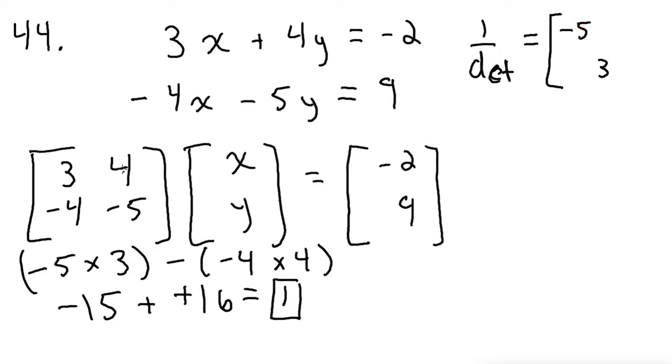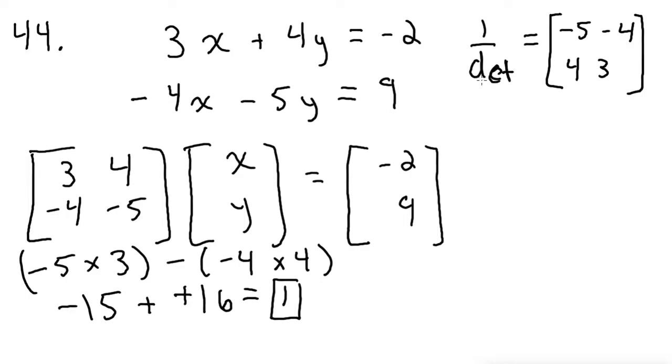Now I'm going to change the sign of this 4 and of this 4. This is a positive 4, so it's going to become a -4. This is a -4, so it will become a positive 4. So it kind of looks like I switched these two numbers, but I didn't. All I did was switch the 3 and the -5, and then I changed the sign of these two.